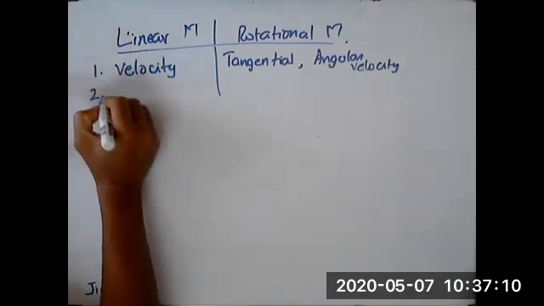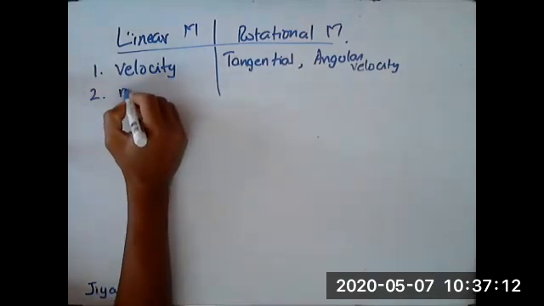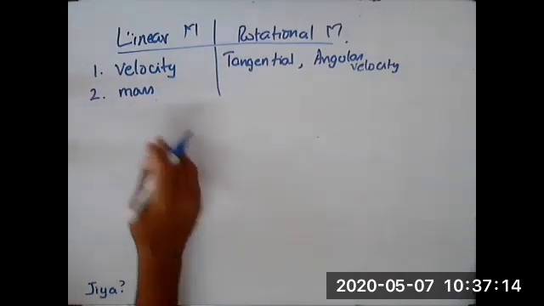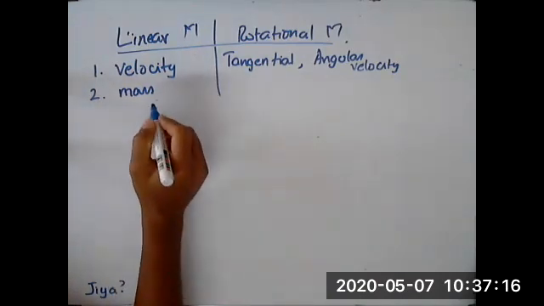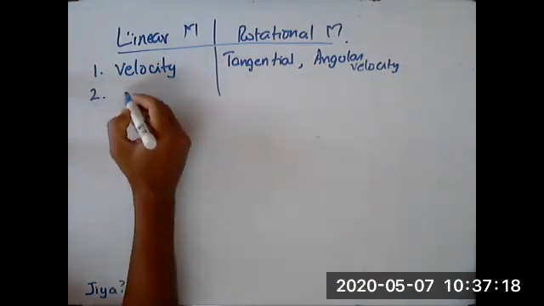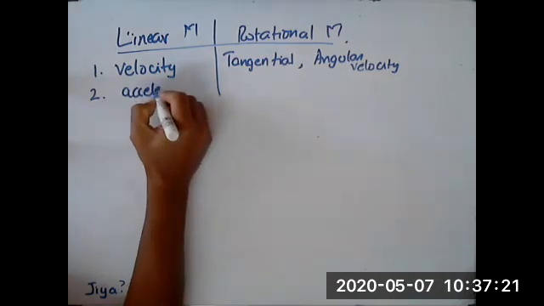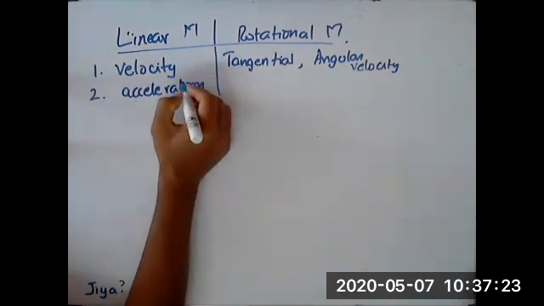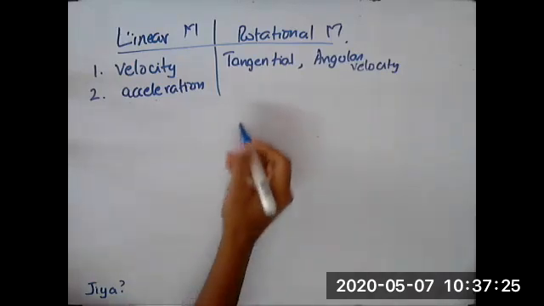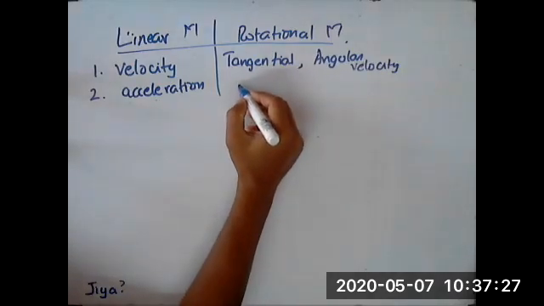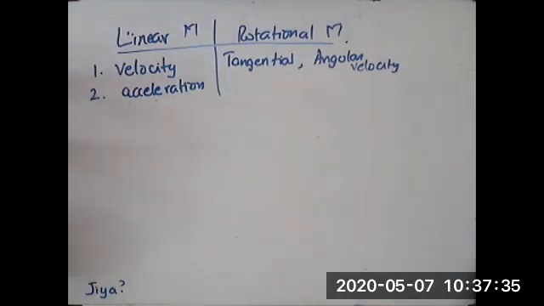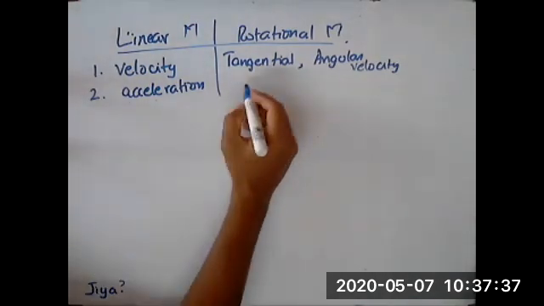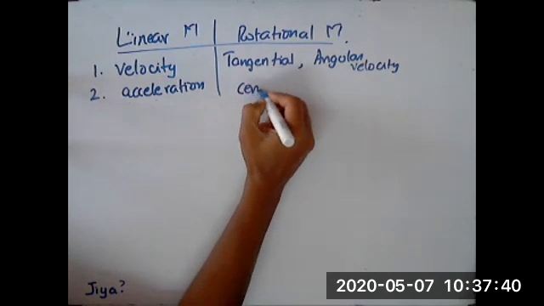And then we have mass. Better we talk about acceleration first over here. Acceleration, which is the change in the velocity, and we can also have angular acceleration. Is that called angular acceleration? What do we call it? Centripetal acceleration.